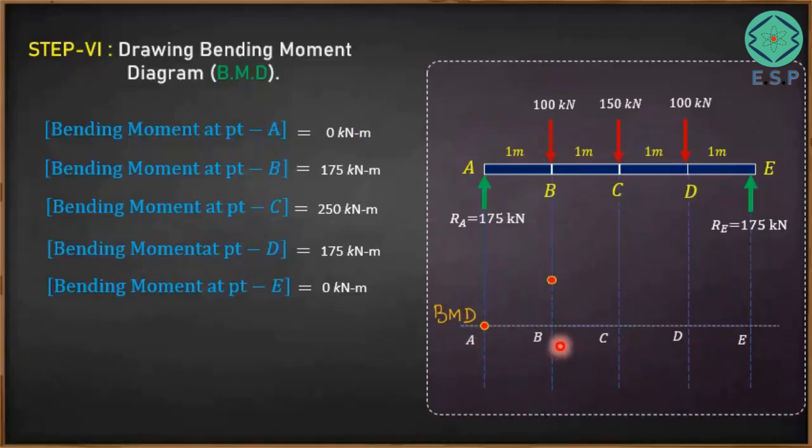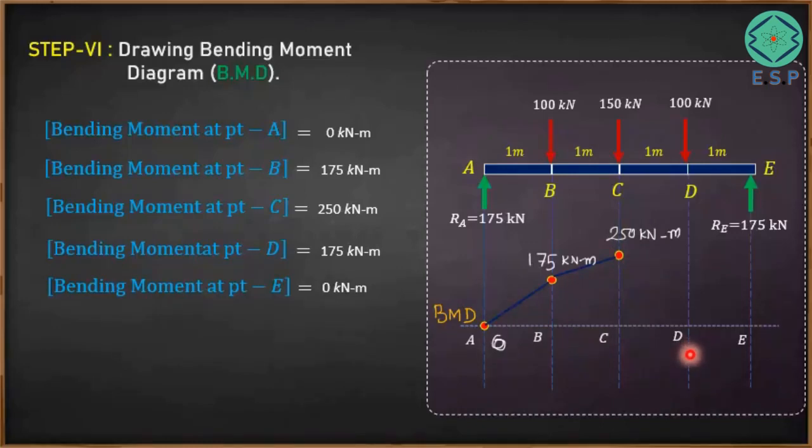Now at point B, if you see here, we have 175 kN. So this particular point represents 175 kN. So the bending moment from point A to B has gone from 0 to 175 kN. Now we will get the bending moment at point C. The bending moment at point C is 250 kN, so here it is 250 kN. So the bending moment from point B to C has gone from 175 to 250 kN.